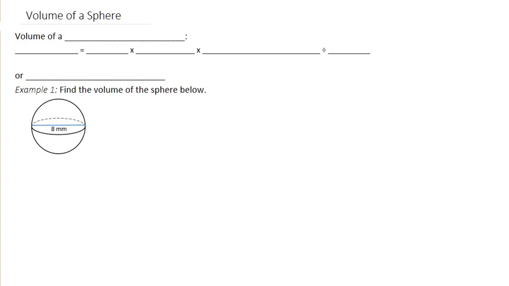Volume of a sphere. The way we find the volume of a sphere is by multiplying 4 times pi times the radius cubed, and then dividing by 3. So it can also look like this: 4 pi r to the third divided by 3. So let's apply this to an example.